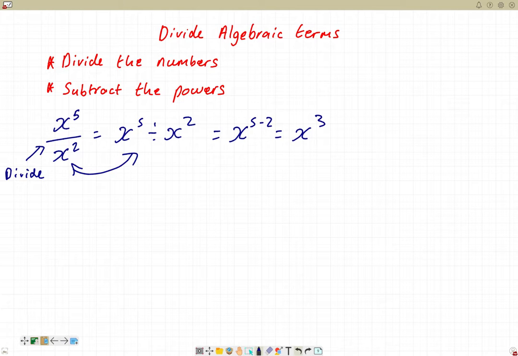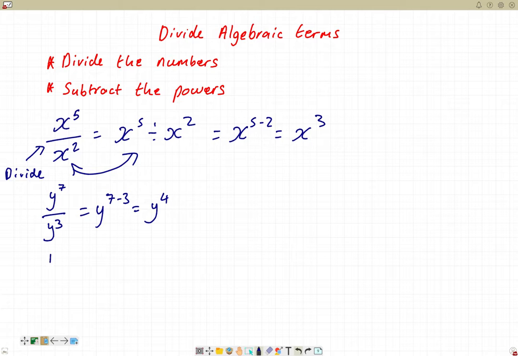Let's try y to the power of 7 divided by y to the power of 3. So subtract the powers. 7 take away 3 gives me y to the power of 4. Okay, now let's try some that contain numbers.